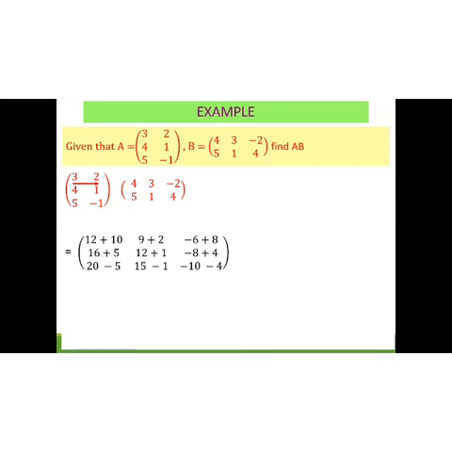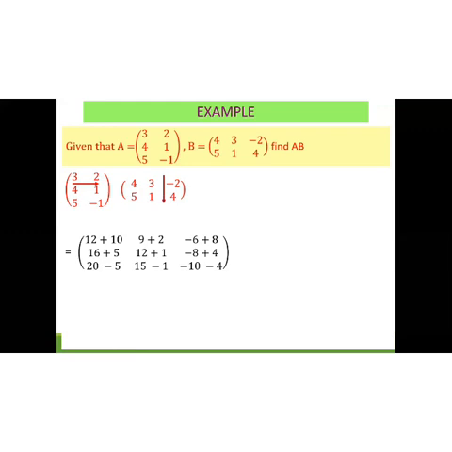Second row times first column. We get 4 times 4 plus 1 times 5. 4 times 4 is 16 and 1 times 5 is 5. That gives us this. Then we go to the second row again and the second column. So that gives us 4 times 3 plus 1 times 1. And that gives us 12 plus 1 over here. Then we go to the second row again and the third column.